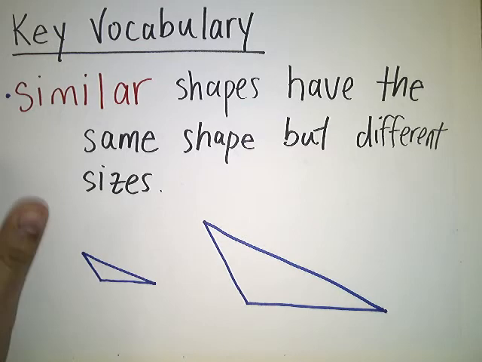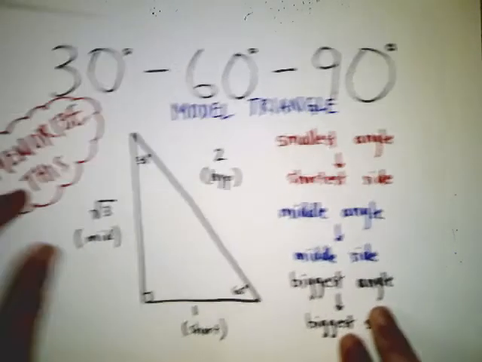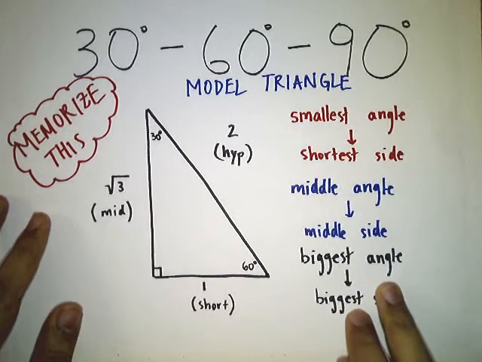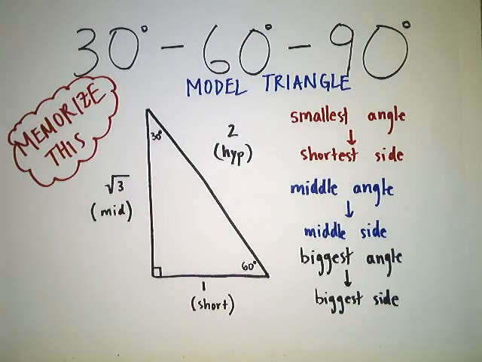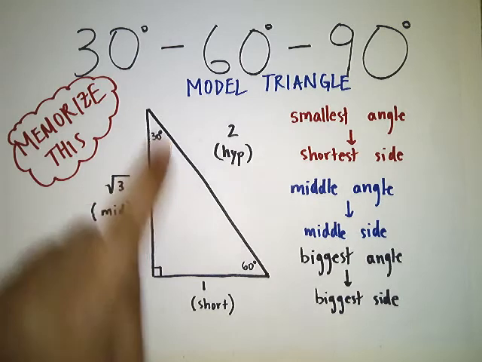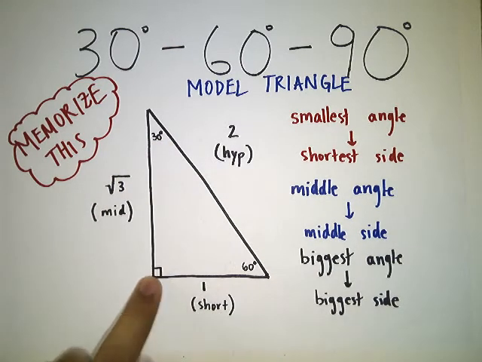So, today we're learning about two types of special triangles, special triangles that are based around their angles. The first type we'll learn about are 30, 60, 90 right triangles. They're called that, of course, because their angles are 30 degrees, 60 degrees, and 90 degrees. This right here is the model 30, 60, 90 triangle. Let's notice a few things about this.